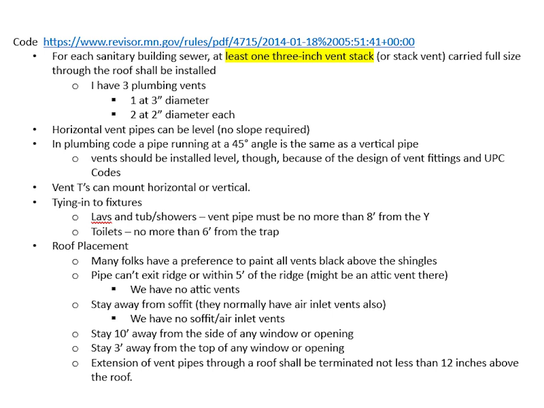Horizontal vent pipes can be level. No slope is required. In plumbing code, a pipe running at a 45-degree angle is the same as a vertical pipe. Vents should be installed level, though, because of design of vent fittings and UPC codes. Vent T's can mount horizontal or vertical, tying into fixtures. Lavs and tub showers, vent pipe must be no more than 8 feet from the Y. Toilets, no more than 6 feet from the trap.